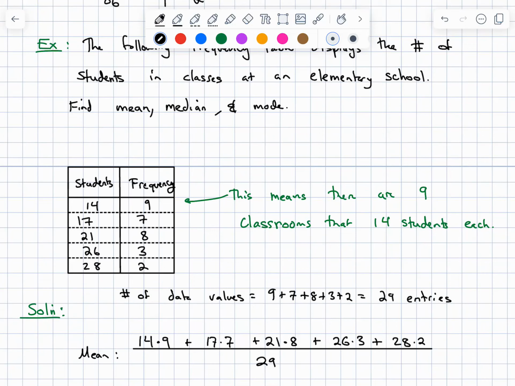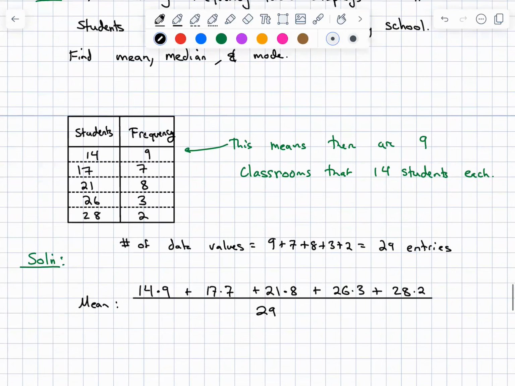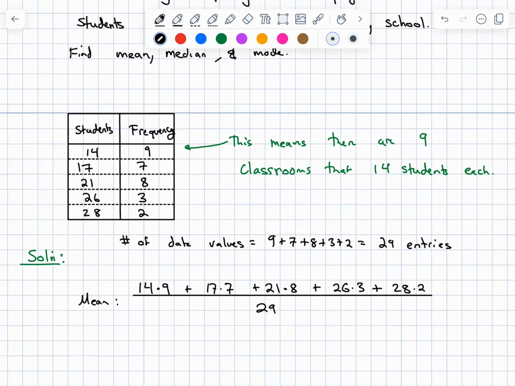Granted, based on new math and common core math, it should be groups and the number of objects in each group. So it should be 9 times 14 and 7 times 17 and so on, but it doesn't matter. If you do this, you end up with 547 over 29, which is equal to 18.862 dot, dot, dot.